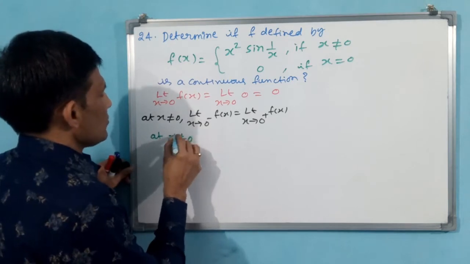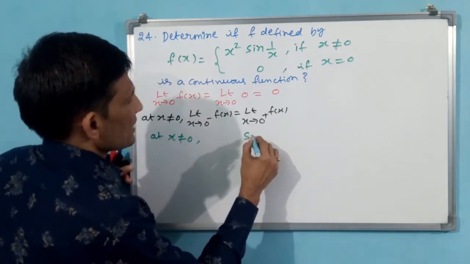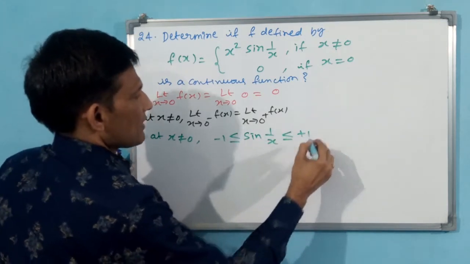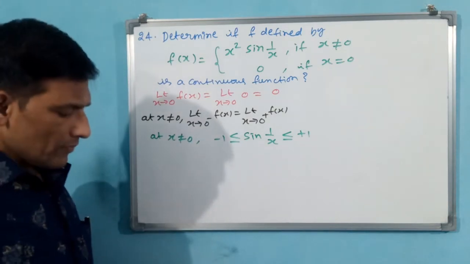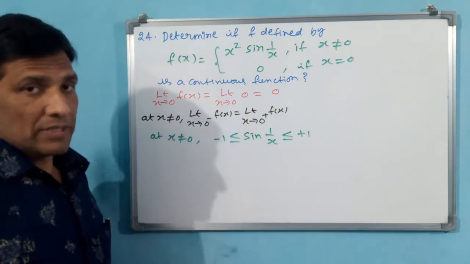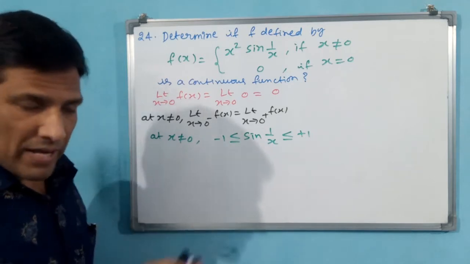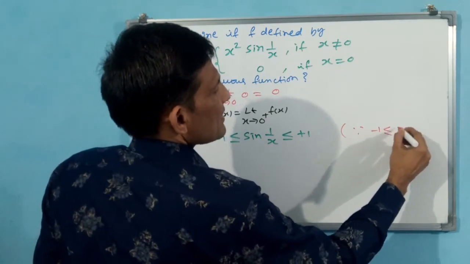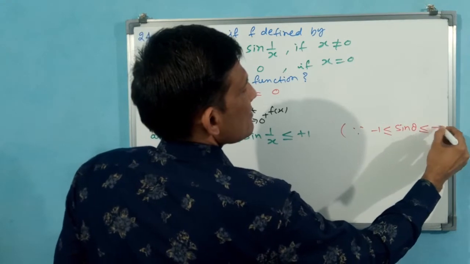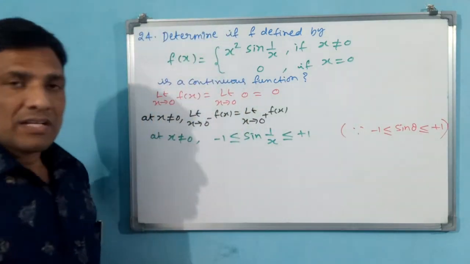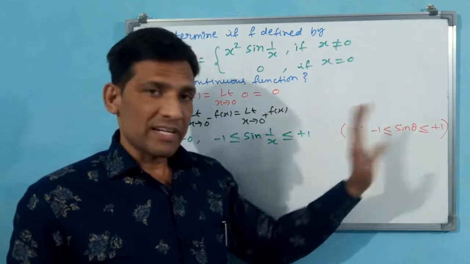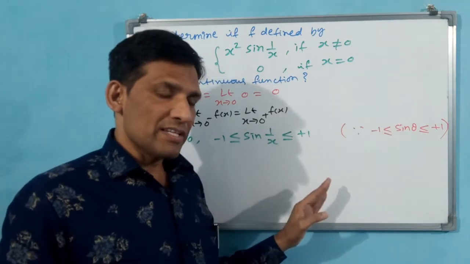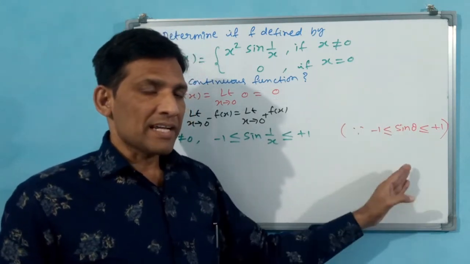At x not equal to 0, see what I am writing: sine of 1 by x lies between minus 1 and plus 1. Is it correct? First you see. Slowly I am going to our solution. Sine 1 by x, you see here, I am writing minus 1 less than or equal to sine theta less than or equal to plus 1. Sine theta value is from minus 1 to plus 1, it lies in between. Because sine 0 is 0, sine 90 is 1, again sine 180 is 0, sine 270 is minus 1, again sine 360 is 0.